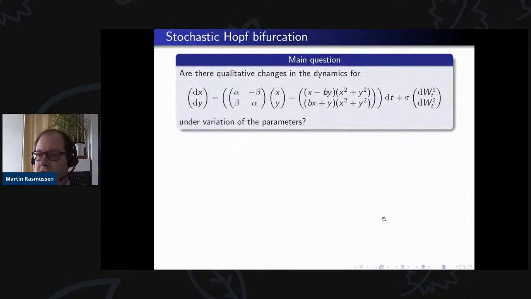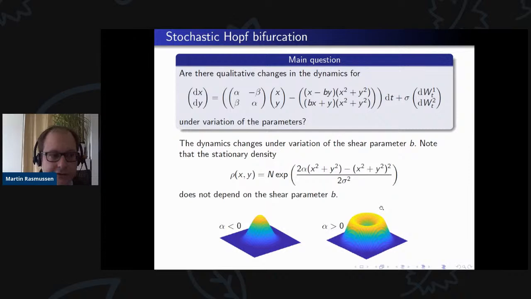So coming back to our Hopf bifurcation, the main question is now: are there any qualitative changes in the dynamics, which you can see from the random dynamical systems point of view under variation of the parameters? And it turns out, as I will demonstrate in a moment, that the dynamics changes under variation of the shear parameter. The shear parameter had no influence on the deterministic bifurcation, but now we will see a bifurcation when we change the shear. And that's quite remarkable, given that we have a stationary distribution which does not depend on the shear parameter. So the stationary distribution, the statistics of the system, is completely independent of the shear, but we will see a dynamic bifurcation which happens when we change the shear parameter, which definitely you would not see from the statistical perspective.